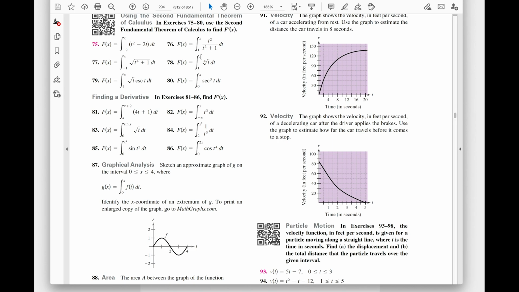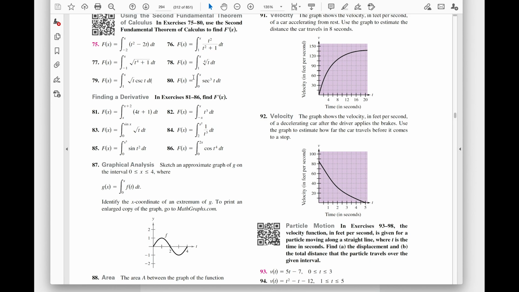For any x bigger than 0, in particular bigger than or equal to 1, this function, fourth root of t, is going to be continuous on any closed and bounded interval that starts at 1 and ends at any point after. That function, the fourth root of t, is continuous, and by the second part of the fundamental theorem of calculus, the derivative of capital F is simply fourth root of t evaluated at x, which means fourth root of x. Okay, so F prime of x is fourth root of x, and so on and so forth.